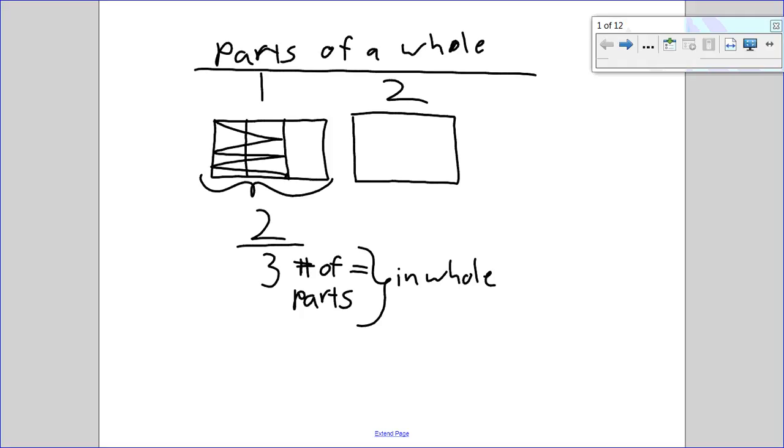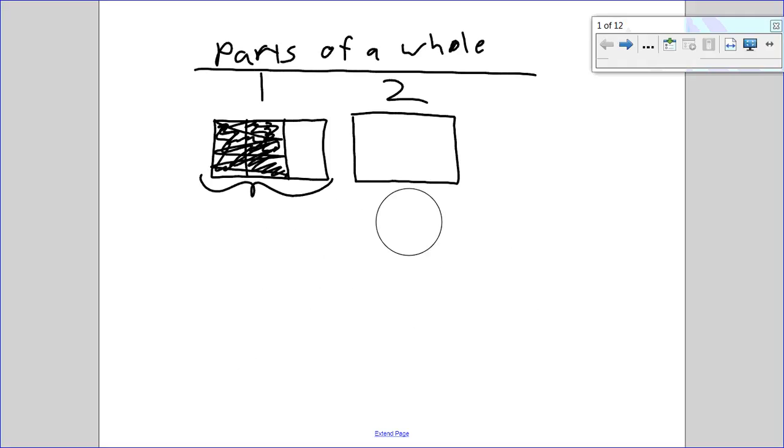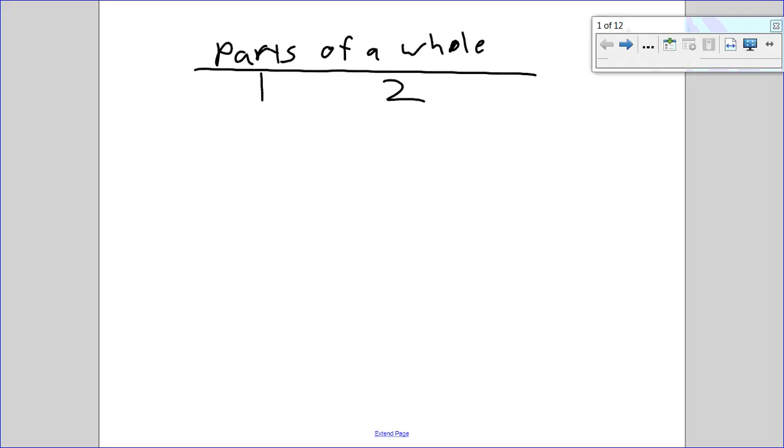And then on the top of the fraction, that's the number of parts that you have, or the number of parts you're concerned with. So in this case, whatever this block is, let's say we have 2 of the 3 parts. So we have 2/3 of one block. That's all fractions are. Well, decimals and percents are essentially the same. They're still ways to represent parts of a whole, and there are equivalents.